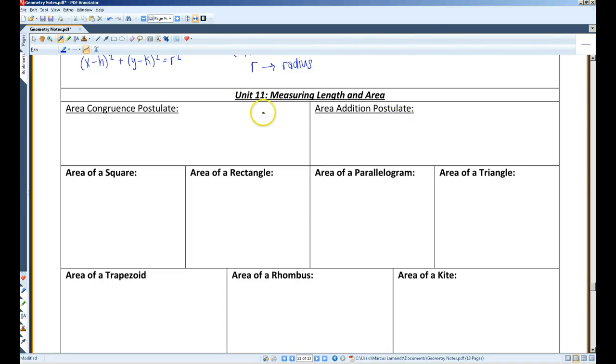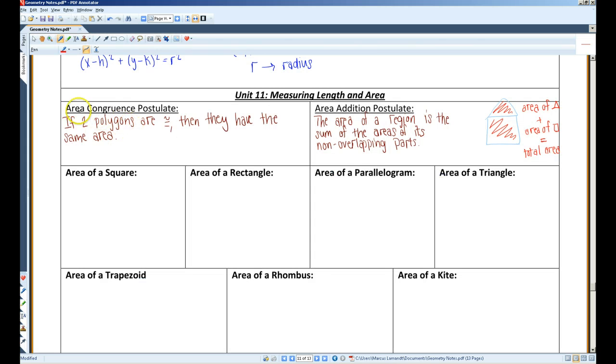If you guys could please turn to Unit 11, Measuring Length and Area. The area congruence postulate states that if two polygons are congruent, then they have the same area. Obviously, if two polygons are exactly the same, they're going to have the same everything.